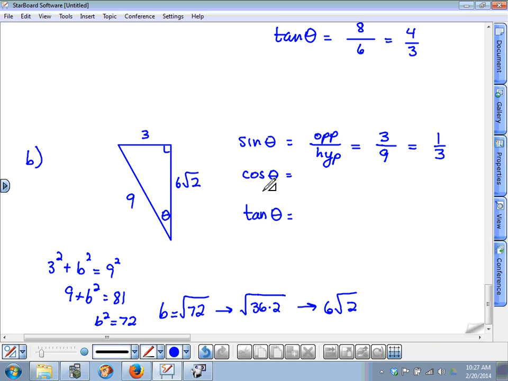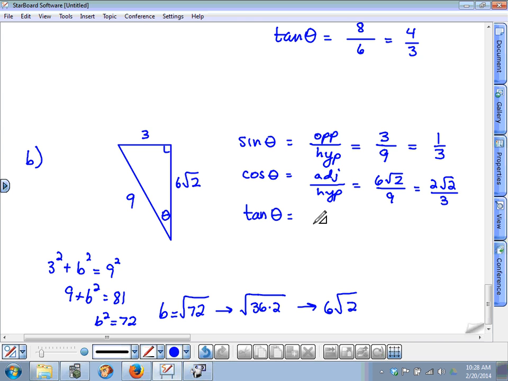The cosine, be careful here, is adjacent over hypotenuse. So 6 square roots of 2 over 9. We have to be careful on how we simplify this. Forget about the square root of 2. What if it were just 6 over 9? It'd be 2 over 3, so this simplifies into 2 square roots of 2 over 3. Just leave it.